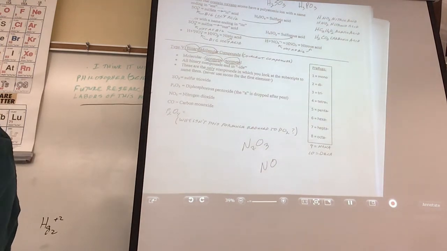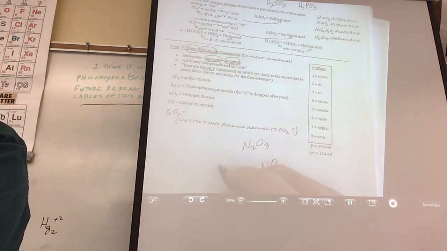Now, if there's only one of the first element like that, you don't say mono here. You say nitrogen, and instead of saying monoxide, what do you say? Monoxide. All right, let's try another one.